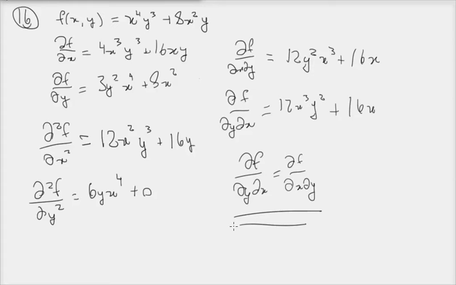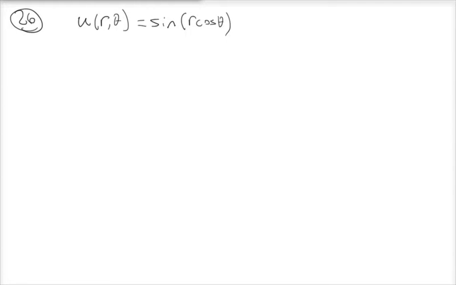Now let's go do a slightly more complicated function. So we have a function u that has two independent variables, r and theta, and we are asked in this problem to find both of the first order partial derivatives of this function.